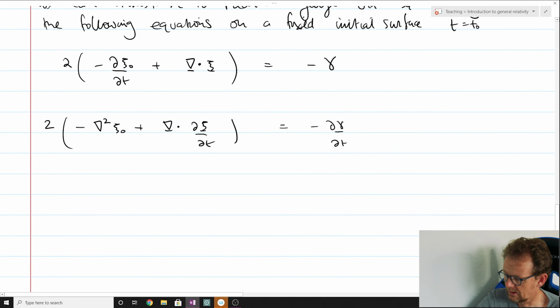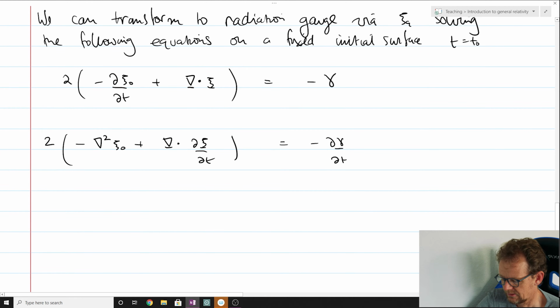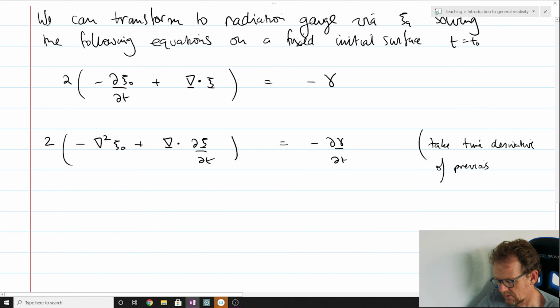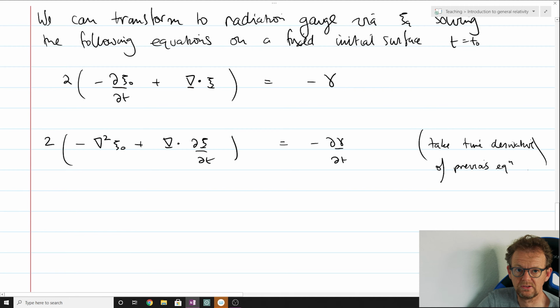And we are further, we take the time derivative of the previous equation. So this equation that I'm just writing out here is just the time derivative of the previous equation. However, this becomes extremely important for fixing the radiation gauge throughout time, because if you demand this equation is solved, then the gauge doesn't change.